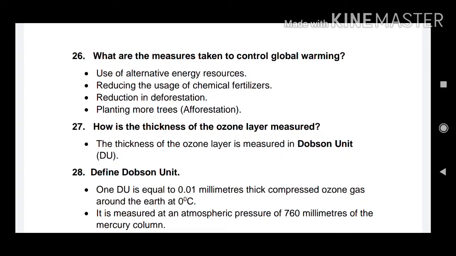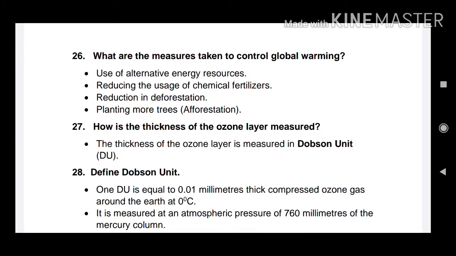The next point is reducing the usage of chemical fertilizers. Nowadays, you might have heard that in many places people have changed themselves into organic farming. By means of that, they grow organic vegetables and organic fruits, etc. So, it's better we stop using chemical fertilizers.